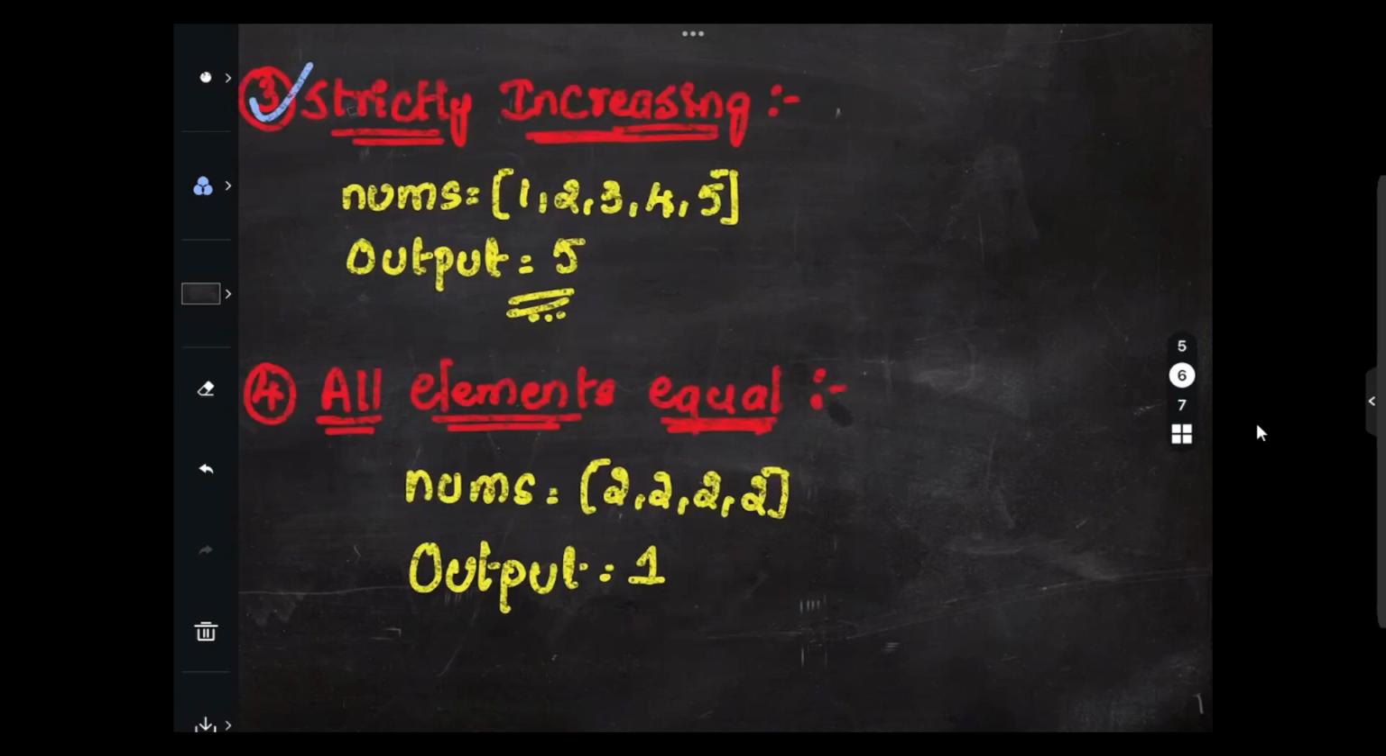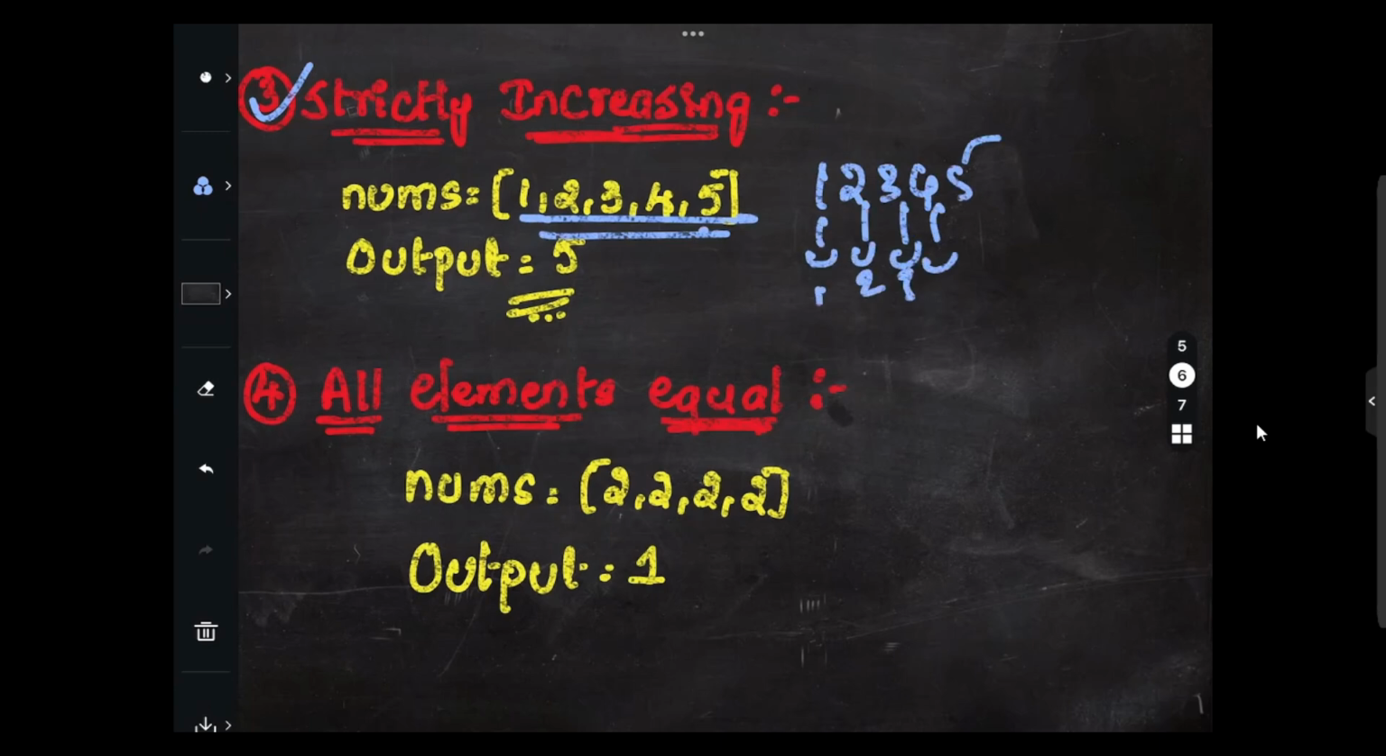Let's move on with the third edge case here. Strictly increasing. Strictly increasing means all the numbers are in increasing order. In this case, we'll be considering all the numbers, 1, 2, 3, 4, 5. This will be the length itself. In this case, 5 will be the output.